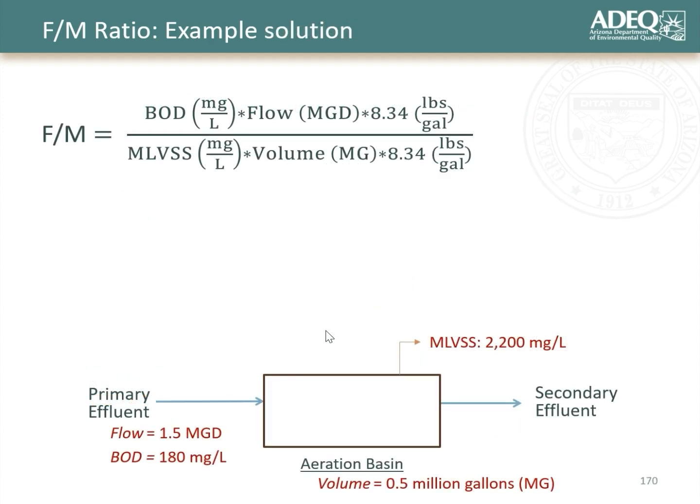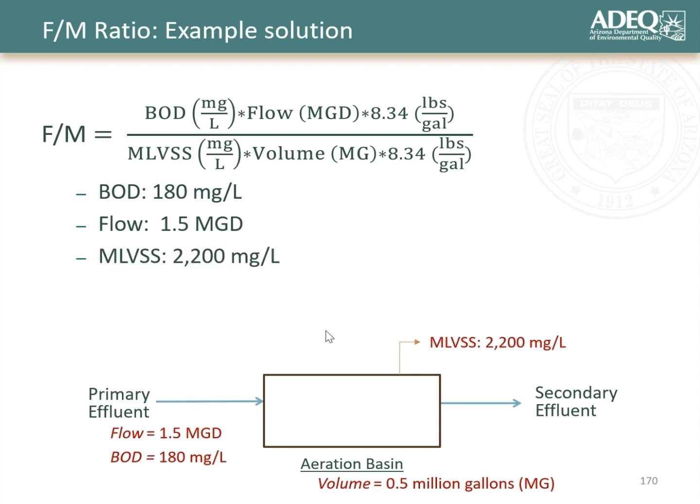So let's walk through this problem here. Our knowns are the BOD, 180 milligrams per liter. The flow is 1.5 MGD. The MLVSS is 2,200 milligrams per liter, and the volume of the aeration basin is 0.5 MG.